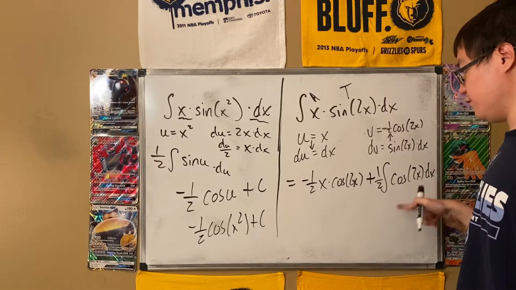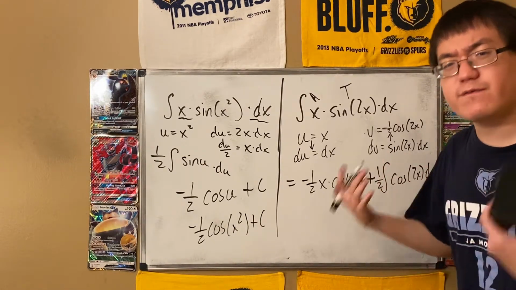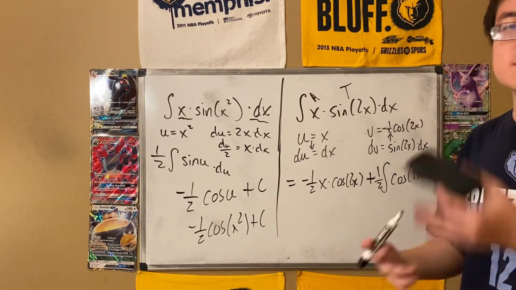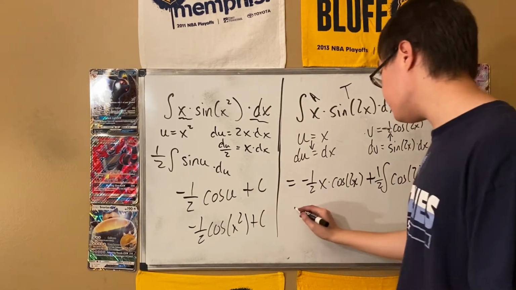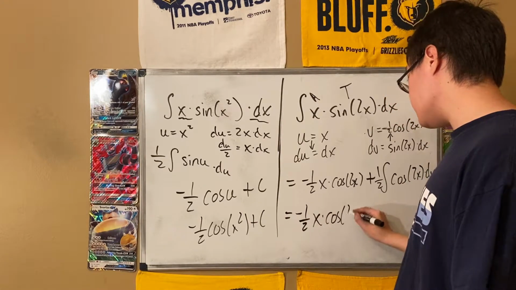uv minus the integral of v du. So now we're ready to do this integral. Remember, unfortunately, integration by parts is a multiple step process. You do have to do this integral separately. So in this case, it's going to be negative 1/2 x times cosine of 2x.